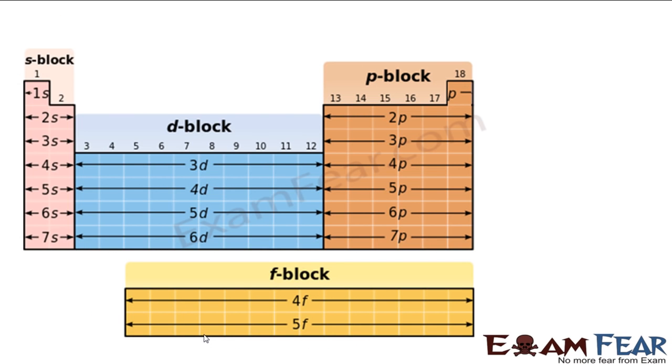Now if you see in this periodic table, this part was my D block and this part was my F block. D block is nothing but the block where the last electron enters the D orbital. F block is the one where the last electron enters the F orbital. So based on the last electron entry, we classify the elements as S block where the last electron enters S orbital, P block where the last electron enters P orbital, D block where the last electron enters D orbital, F block where the last electron enters F orbital.